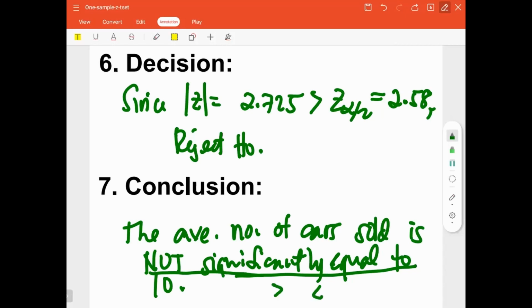Clear? So I hope you learned something from this video. In my next video, I'll be discussing the t-test, the first case of the t-test, which is the one sample t-test.